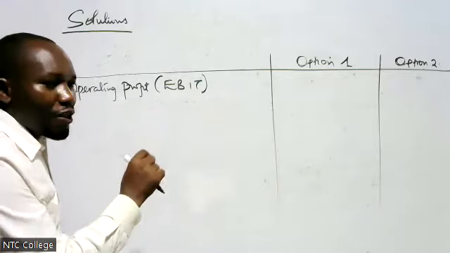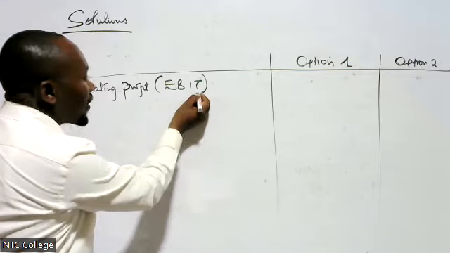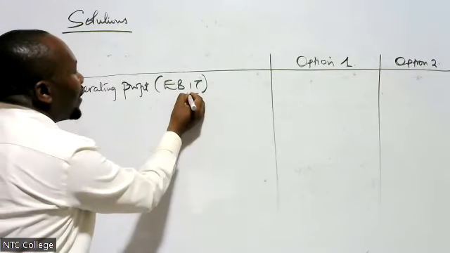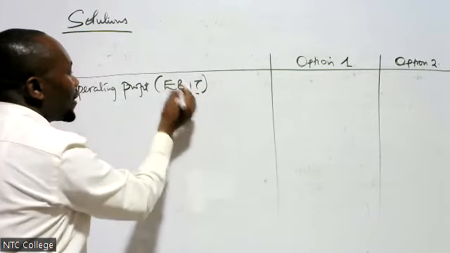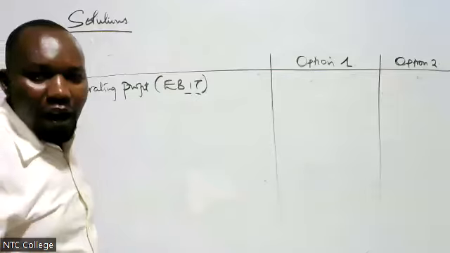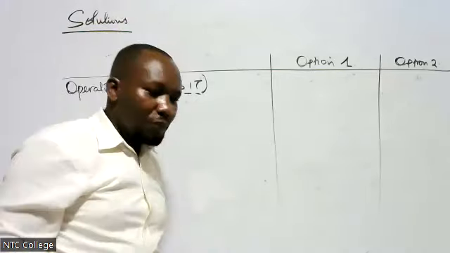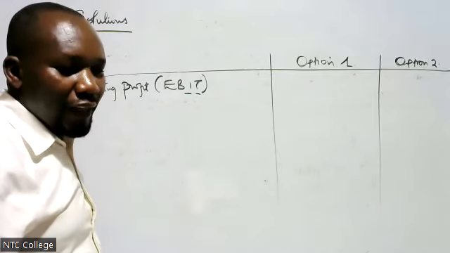And the way they come in order, it means that you first deduct interest and then you deduct tax. You don't start by taxing before you remove the interest. You start with interest and then tax. Are we together? Now, our earnings before interest and tax are calculated.